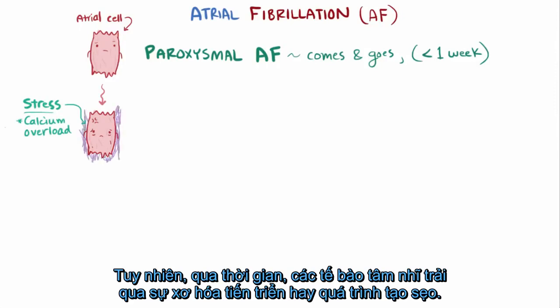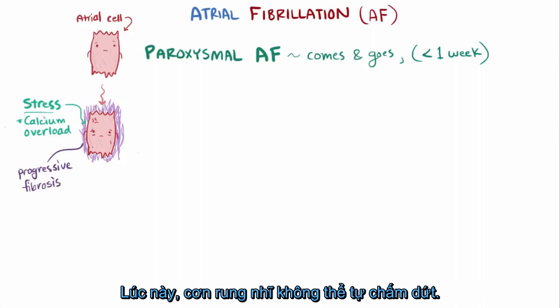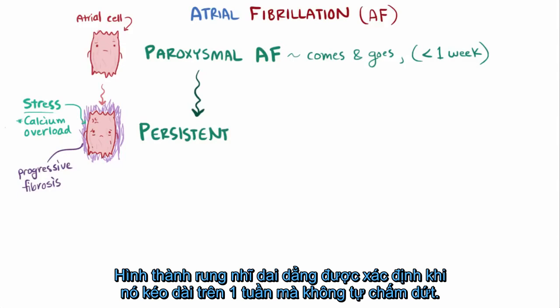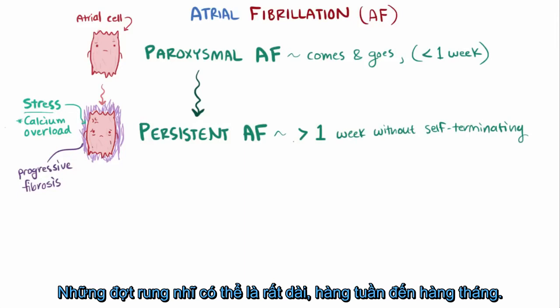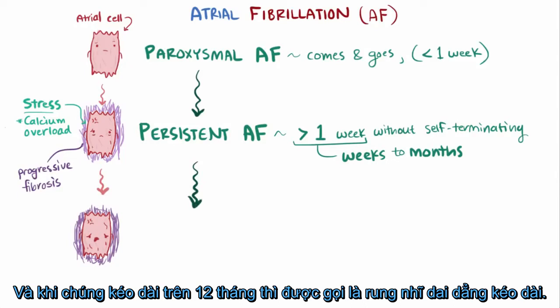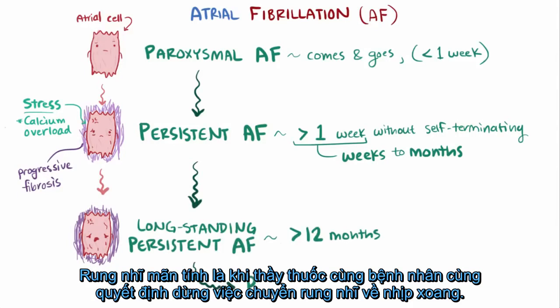Nonetheless, over time, the cells in the atrium seem to undergo progressive fibrosis or scarring from this stress. When this happens, the AF episode isn't able to spontaneously terminate, and patients have persistent AF, defined as lasting more than a week without self-terminating. Persistent AF episodes can last for quite a long time, weeks to months, and when the AF episodes last beyond 12 months, it's known as a long-standing persistent AF. And permanent AF is what it's called when the patient and the clinician make a joint decision to not attempt to stop the rhythm.